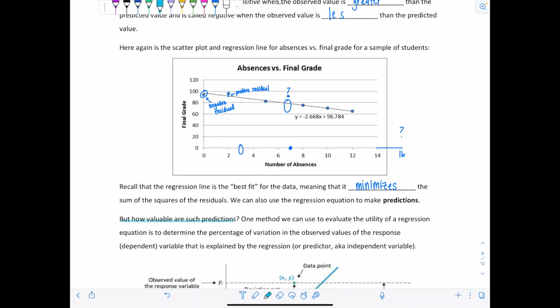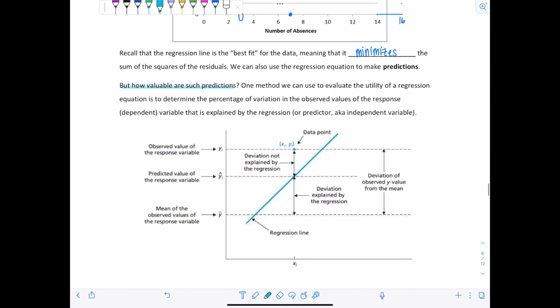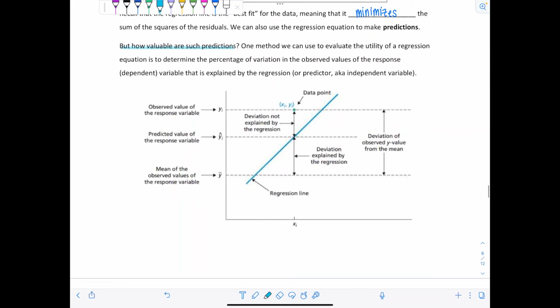Well, one method that we can use to evaluate the utility or usefulness of a regression equation is to determine the percentage of variation in the observed values of the response, the dependent variable, that is explained by the regression or the predictor, the independent variable. So before you get all confused, I got a diagram. I'll talk you through it using regular language, okay?